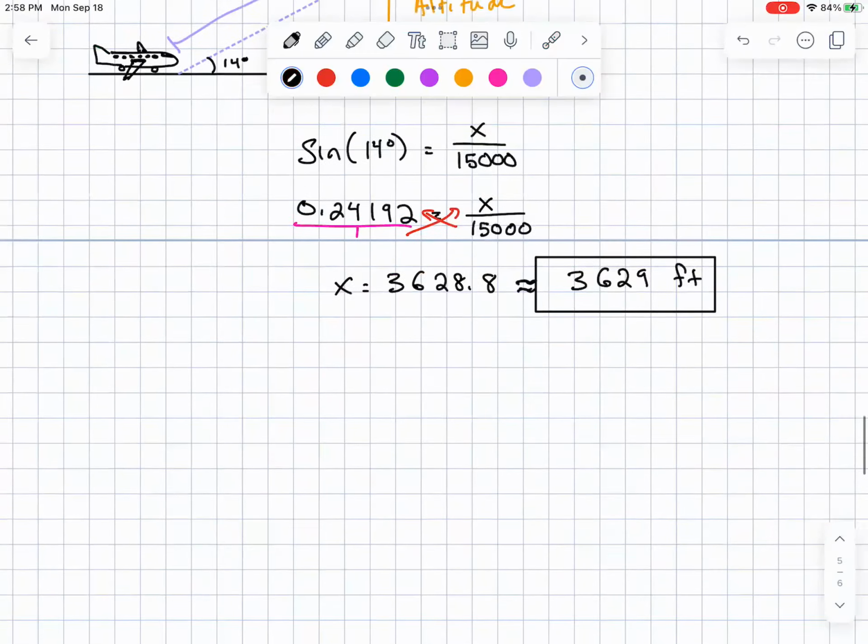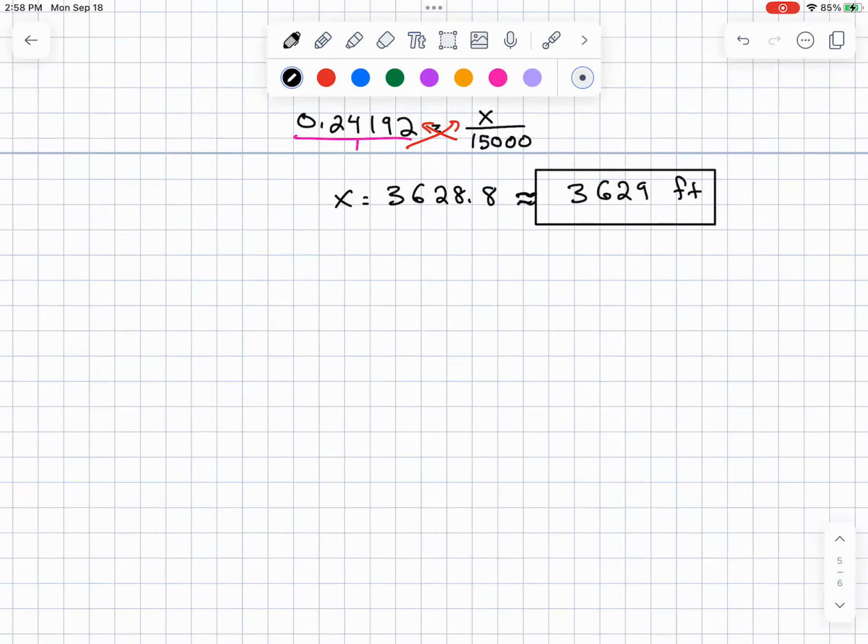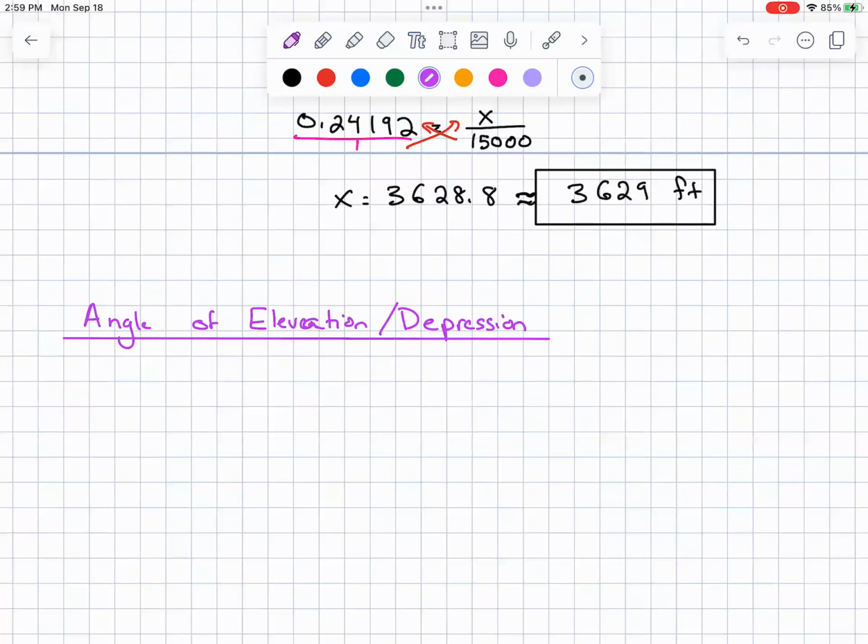Okay. There's one last little topic before we can do our last examples, and that is a nuanced situation that you'll hear in problems, which is the concept of the angle of elevation or the angle of depression, which I'm now going to abbreviate as AOE or AOD.